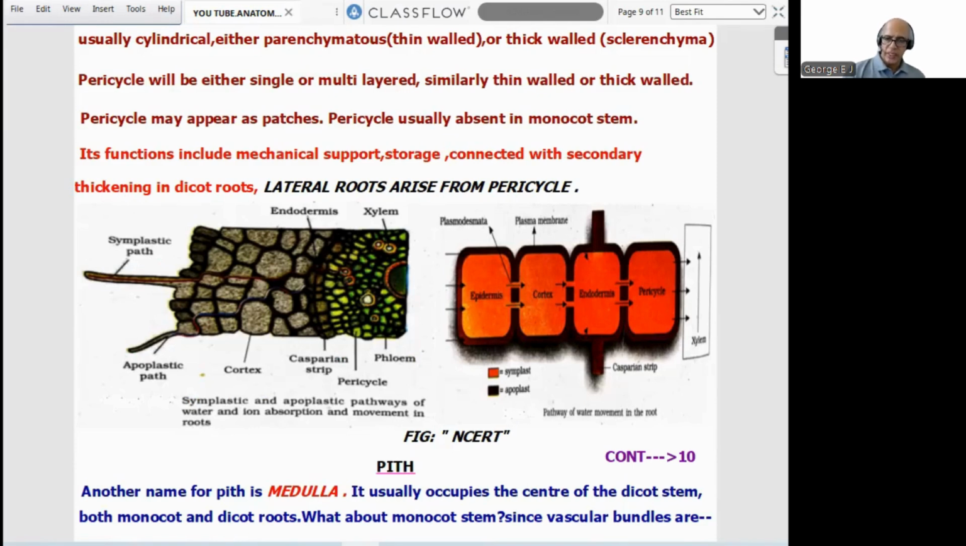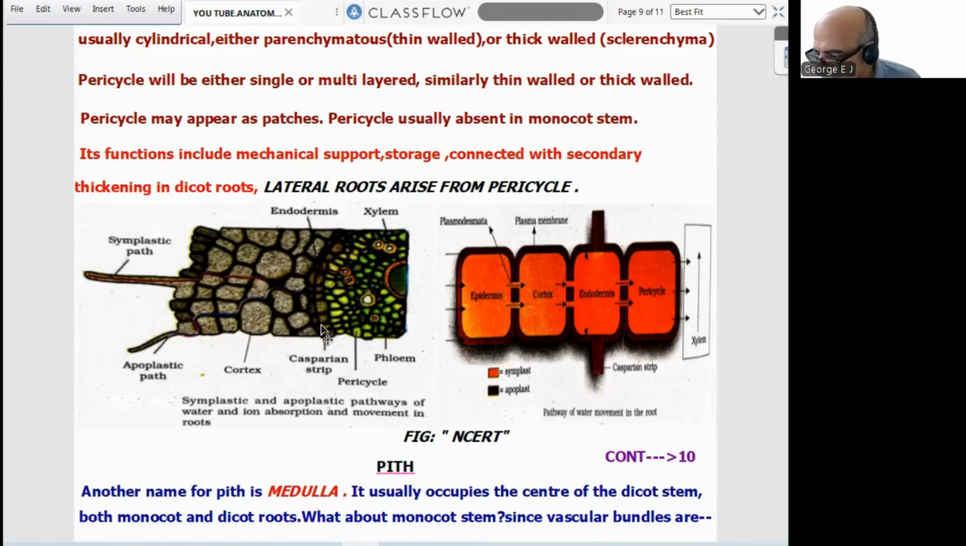The pericycle will be either single or multi-layered, similarly thin-walled or thick-walled. It may appear as patches, like segments. Pericycle is usually absent in the monocot stem. Its functions include mechanical support, storage, and connection with secondary thickening, specifically in the dicot root. The second aspect is that lateral roots arise from the pericycle. Stele starts from the pericycle, and lateral roots arise from the pericycle. Two important questions.